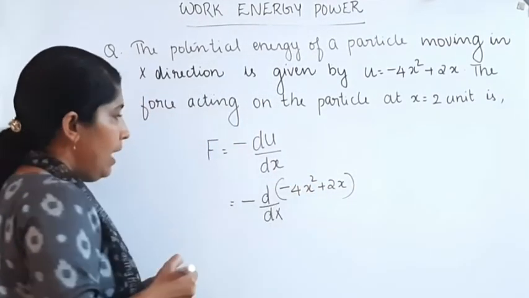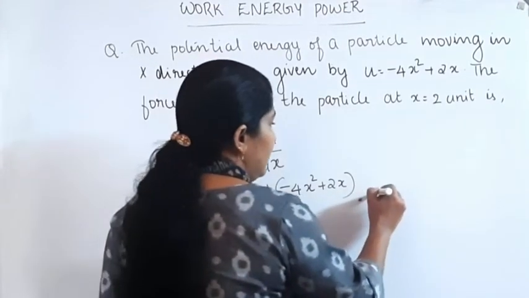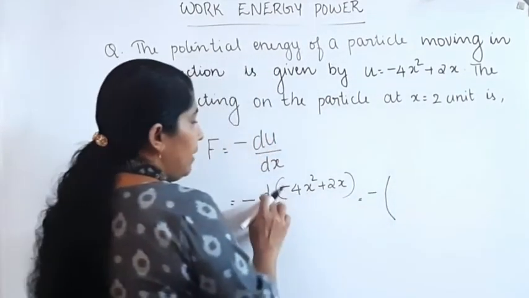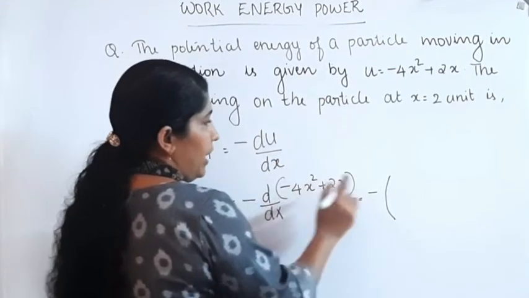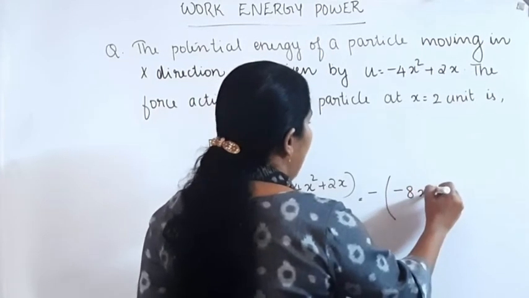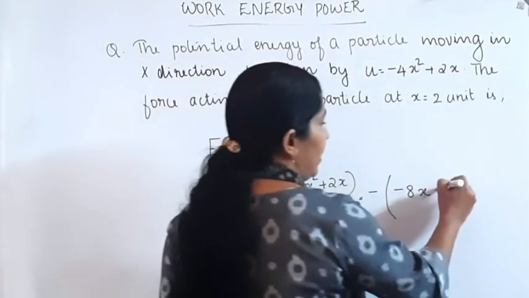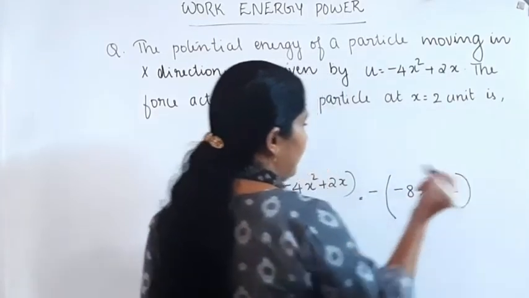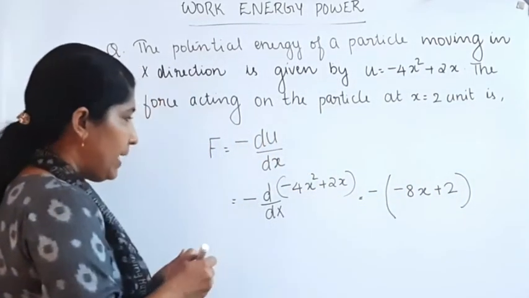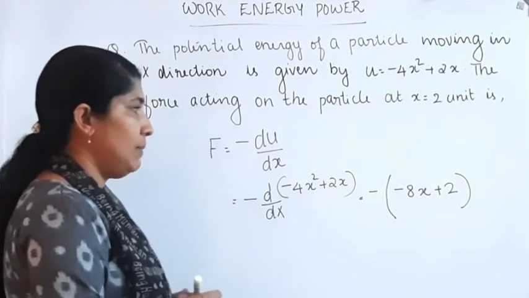Now we can take the derivative. That's equal to minus of the derivative of minus 4x square, which is minus 8x, plus the derivative of 2x, which is 2. So the derivative of minus 4x square plus 2x is minus 8x plus 2.